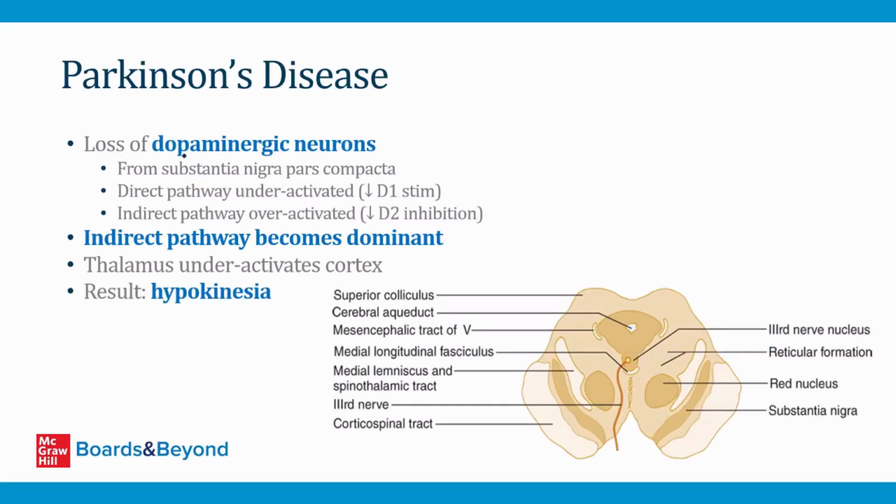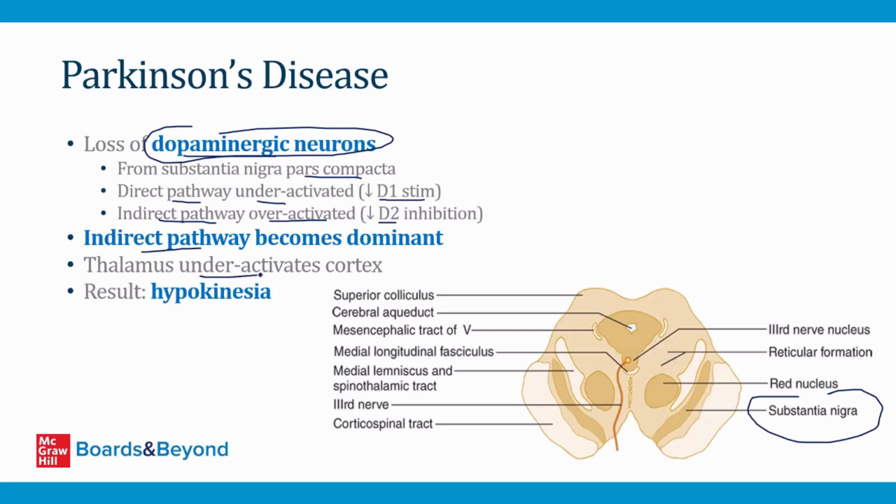So in Parkinson's disease, you lose dopaminergic neurons from the substantia nigra pars compacta. Remember, that's the part of the midbrain that we talked about earlier in this video. And as we've already discussed, when you lose dopamine in the basal ganglia, you get underactivation of the direct pathway because you're not stimulating the striatum via those D1 receptors. And the indirect pathway becomes overactivated because you're not inhibiting it with dopamine on D2 receptors in the striatum. So the net result is that when you lose dopaminergic neurons, you get indirect pathway dominance. This means the thalamus is going to underactivate the cortex, and as a result, you will have hypokinesia, or difficulty initiating and carrying out movements.